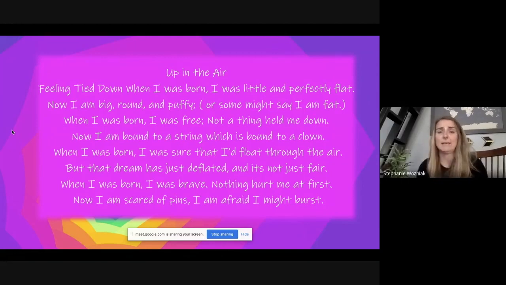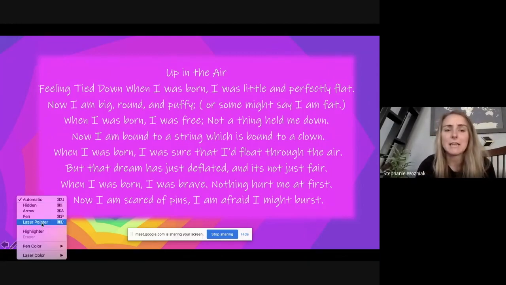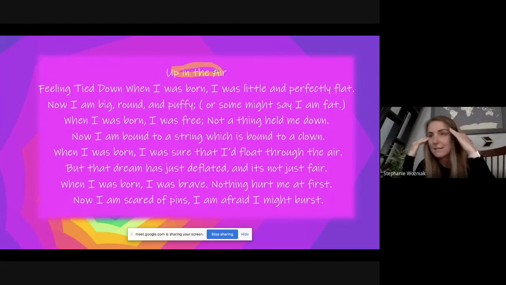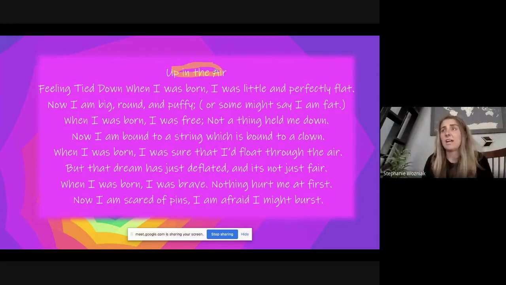So now that we read it and we're familiar with the words in the poem, we're going to put on our inferring hat. We're going to try to take what the author is saying in the text and put it with what we know and figure out what he's talking about. So let's take a look at this title, Up in the Air. We know that whatever this poem is about must be up in the air. So I'm already thinking of things that are up in the air: a plane, a balloon, a jet, a skydiver, a hot air balloon. So let's go ahead and read.